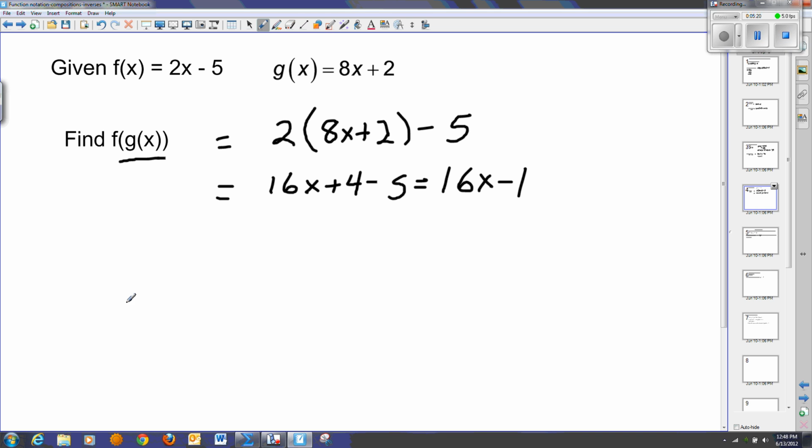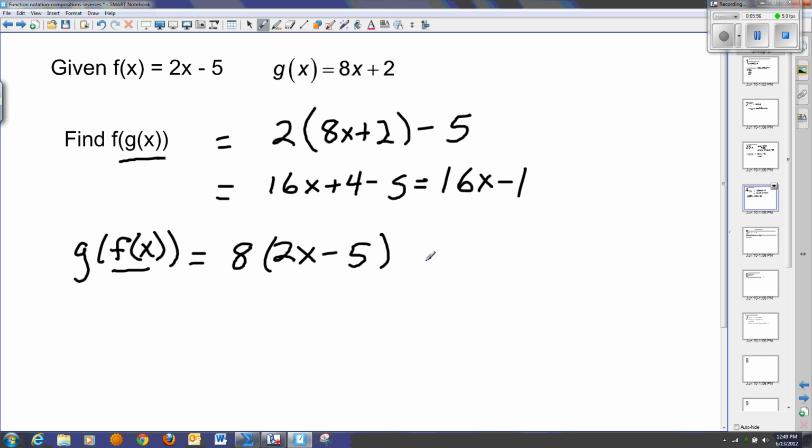minus 1. Now, I could also, if I wanted to, find g of f of x. Is that going to be the same? Maybe sometimes, but not all the time. So in this case, I'm asked to take and substitute the entire f function into the x value of the g function. So let's start with the g function. It says 8 times x, but I'm not using x anymore. I'm substituting the f of x value into that. So that's 2x minus 5. And then we're going to add 2 to that.